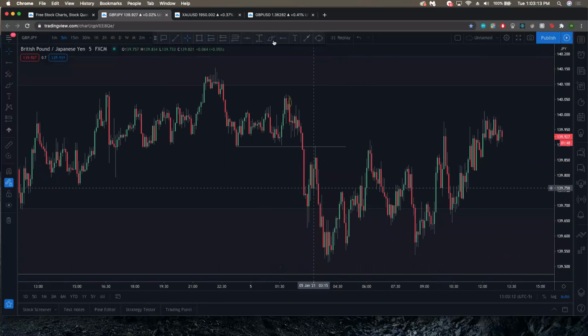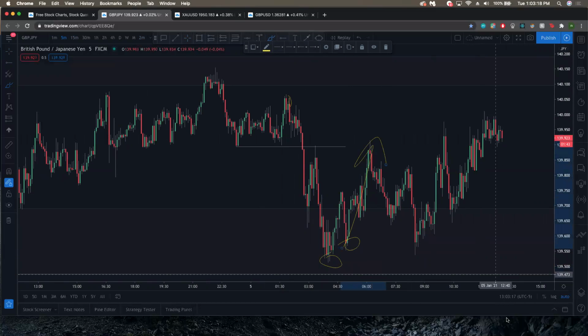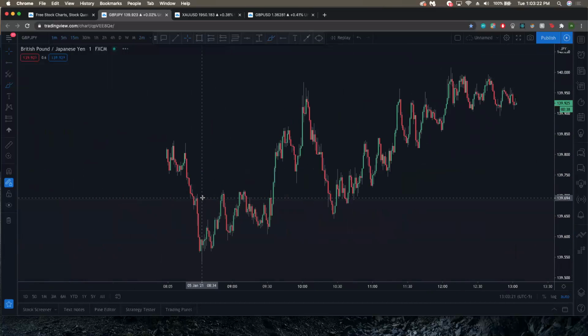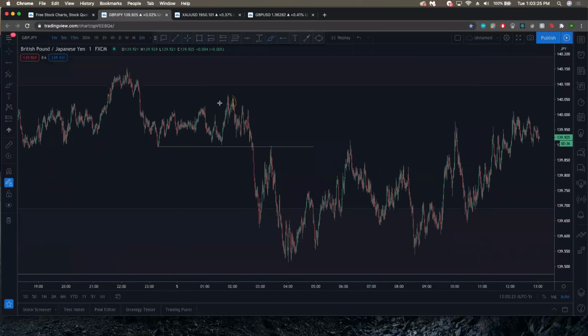So we reject here. Look what happens now. We create a higher low at demand, and boom, we push back up. See, this is what I mean. Market structure has shifted. So you really need to watch out for shifts in market structure, and we'll go over that.